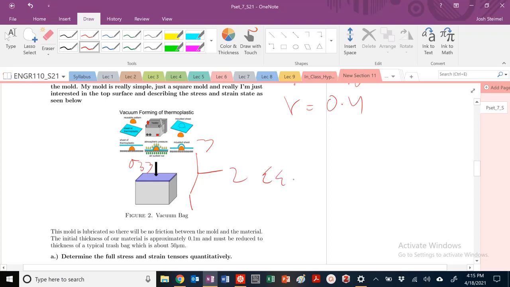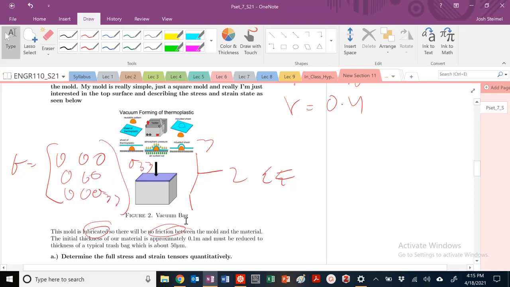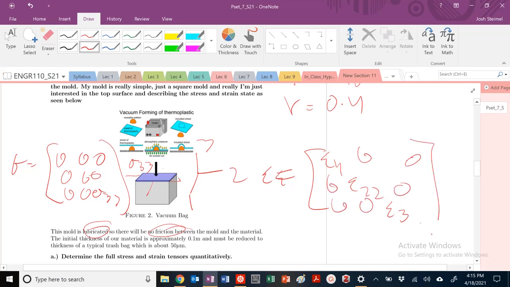So my stress tensor just looks like this, with zeros, because we're saying the mold is well lubricated, so no friction, so we're not going to have any shear stresses. So I'm going to have 0, 0, 0, 0, 0, sigma 3,3. In my strain tensor, I'm going to have strain 1,1 and strain 2,2, because when I push down on it, it's going to expand in these other directions, and I'm going to have a negative compressive strain here. That's it.